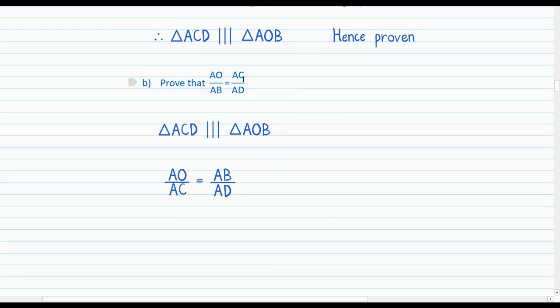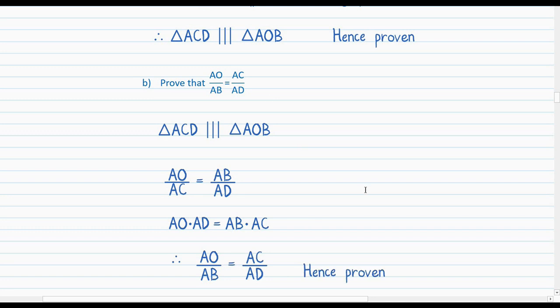Then, to get it into this form, it's just a simple case of cross multiplying and rearranging. When you cross multiply, you get AO times AD is equal to AB times AC. Then for the first fraction, we have AO as the numerator and AB as the denominator. So just take AB to the other side and make it the denominator, and then take AD to the other side and make it the denominator for the AC fraction. Therefore proving that AO over AB is equal to AC over AD as required.